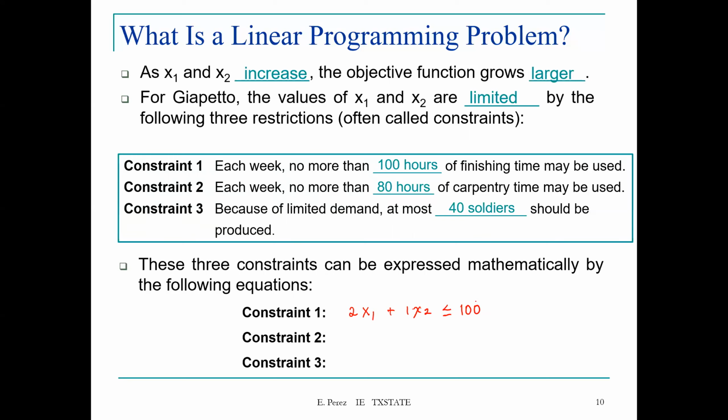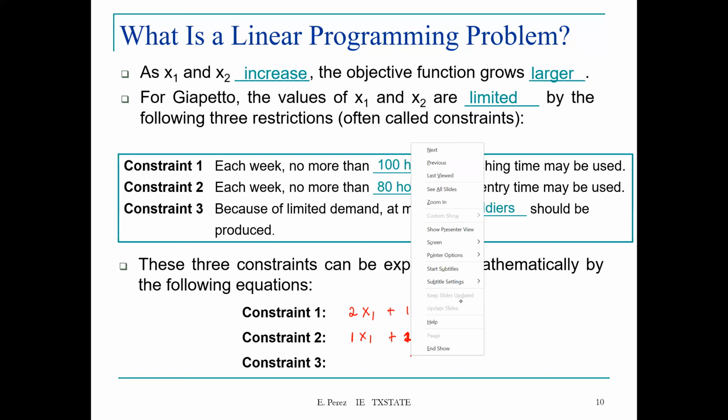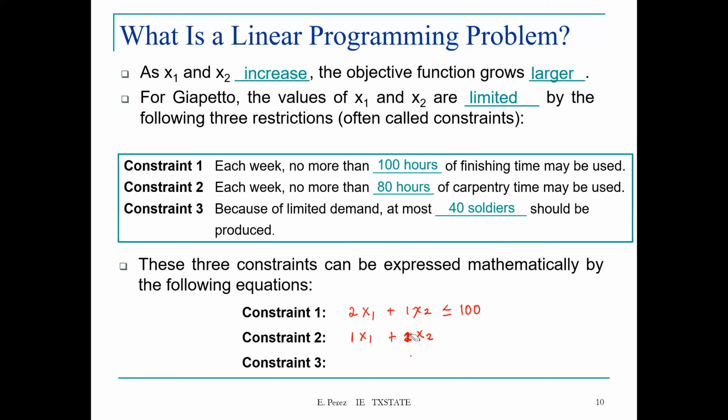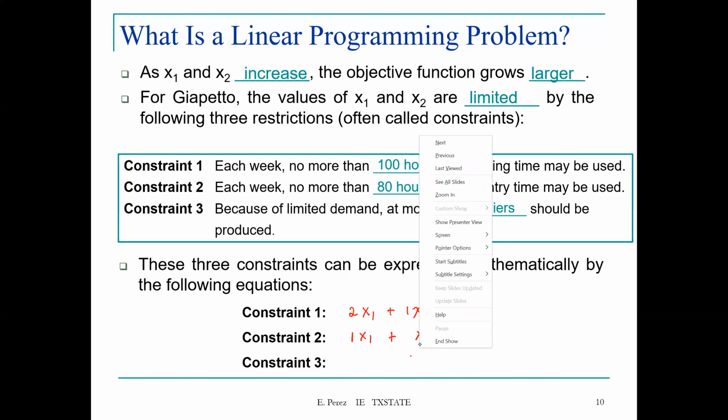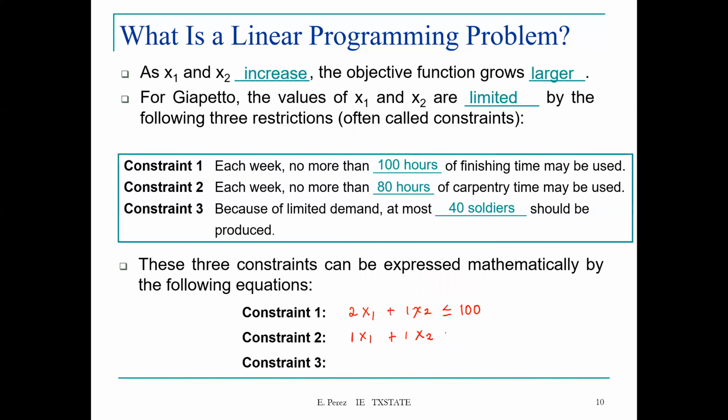Constraint number two is in terms of carpentry time. And we know that both of the products require 1 hour. So it's going to be 1x1 plus 1x2, which has to be less than or equal to 80.